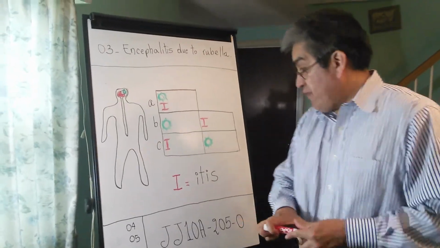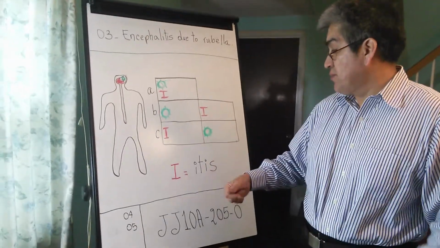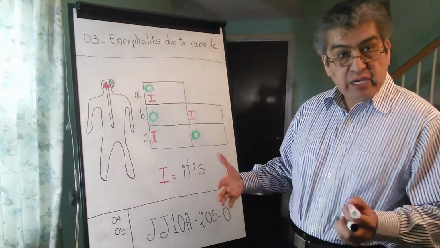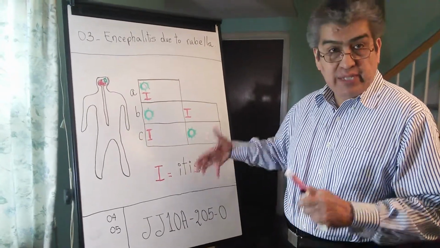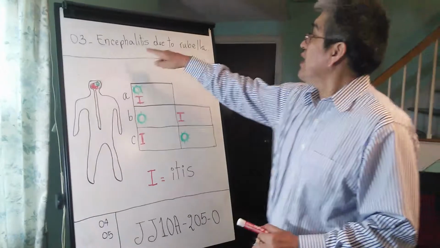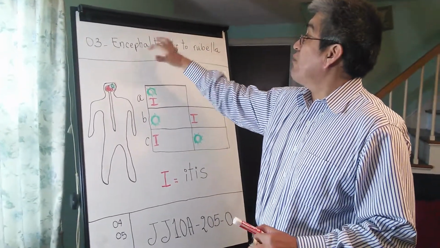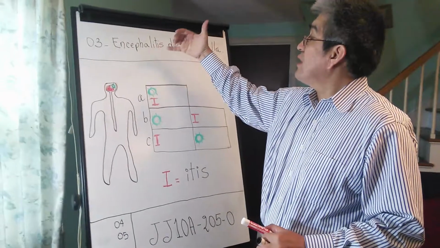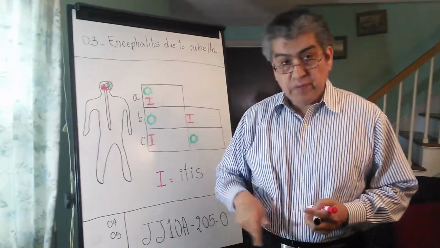Now, if you recall the video where we explained how to solve these problems, the first thing we have to do is find the word that ends in itis, which is the inflammation. Here we will go to encephalitis, right? After we find encephalitis, then we look for the due to rubella. And that's what Stephanie is going to do with the book.